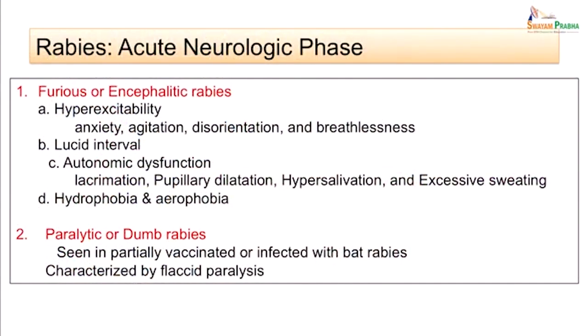Now, furious or encephalitic rabies is characterized by hyper-excitability in the form of anxiety, agitation, disorientation and breathlessness, which alternates with lucid intervals. There are also signs of autonomic dysfunction in the form of increased lacrimation, pupillary dilatation, hypersalivation and excessive sweating. The patient usually becomes intolerant to noise, bright light and cold drafts of air. The most pathognomonic feature of furious encephalitis is the presence of hydrophobia and aerophobia. Now, hydrophobia is fear of water and aerophobia is fear of air.